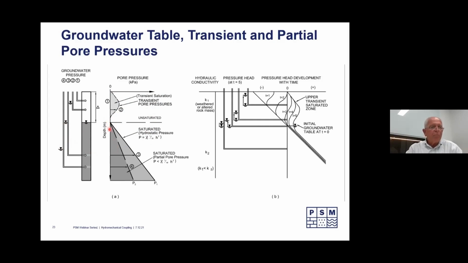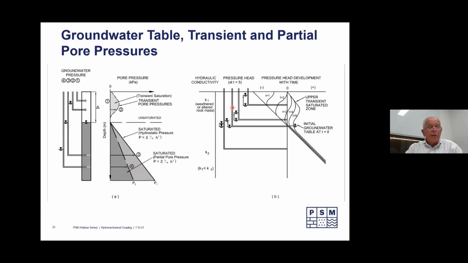So we can also have partial pore pressures. The ground is fully saturated, but you can see this pressure distribution as represented by the triangle is probably only 55% of the full hydrostatic condition. So we're often trying to achieve partial pore pressures in excavating slopes.